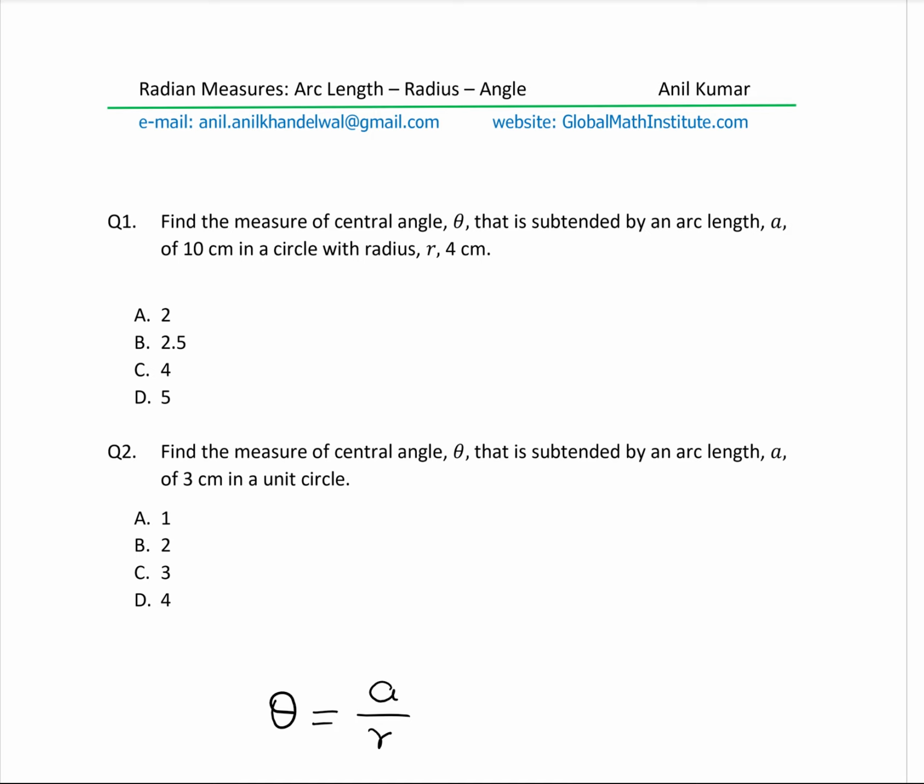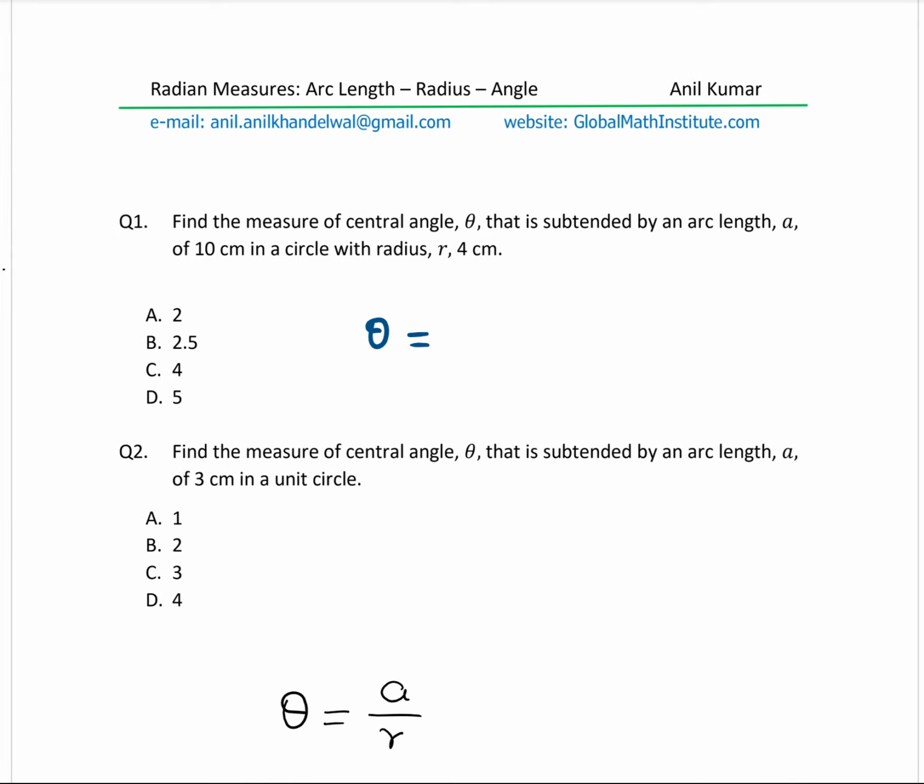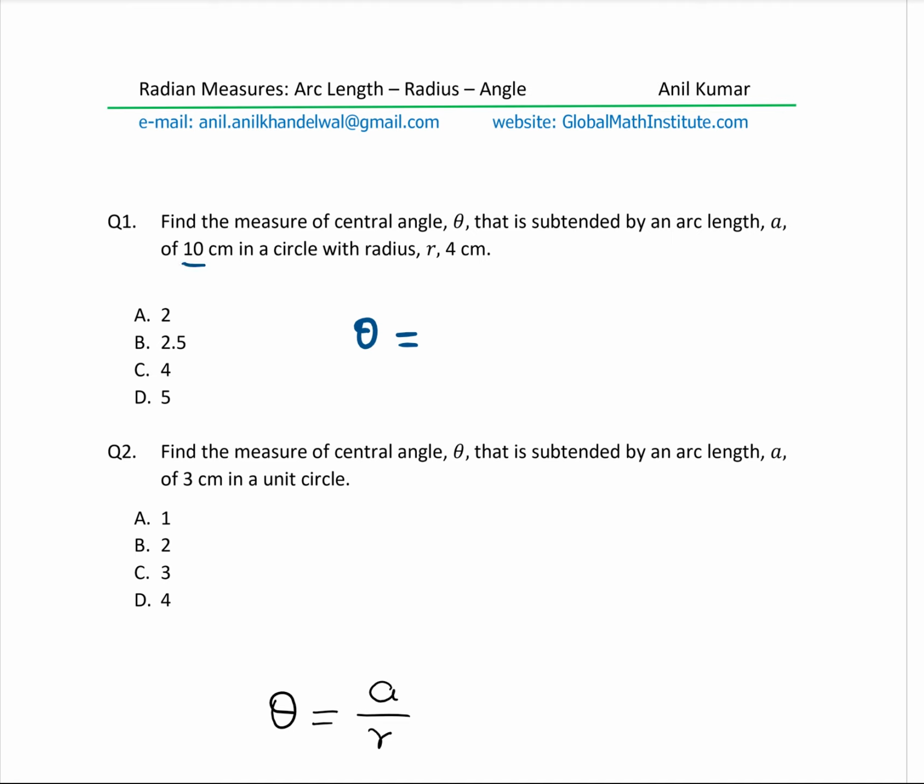So let's do the first question. I hope you have already got the right answer. Theta is equal to arc length, which is given to us as equal to 10 centimeters, over the radius of 4 centimeters. You can clearly see that centimeter units cancel away. So radian basically is a ratio, right? So it does not have any unit. We say radian. So 2.5 is our answer.